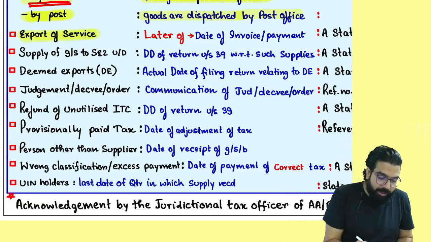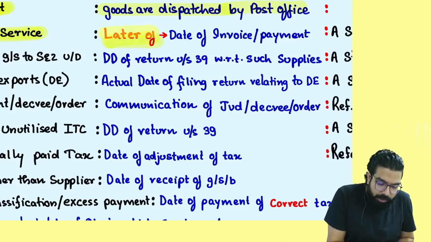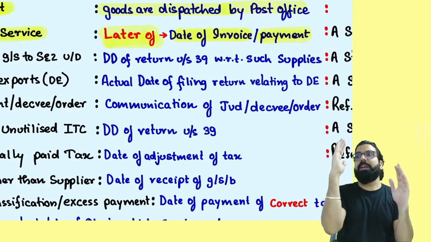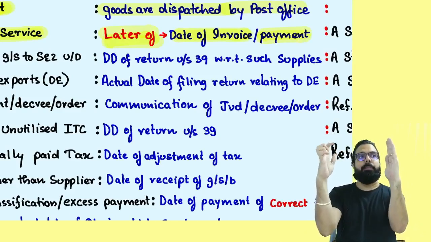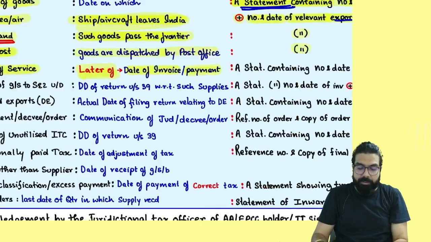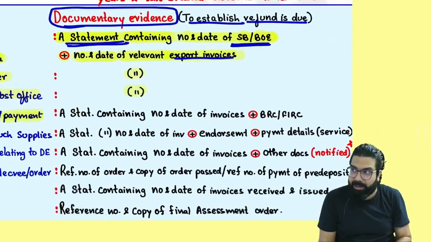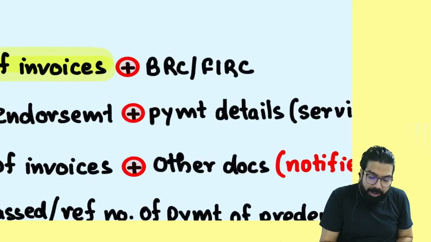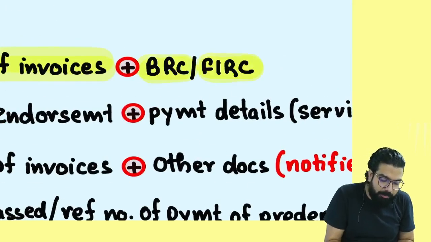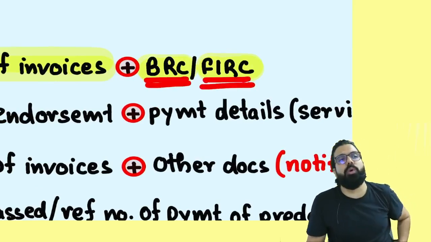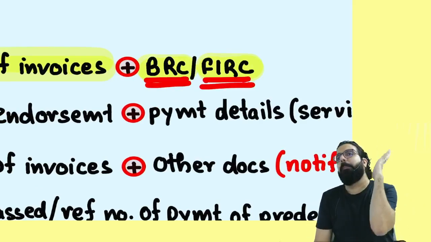So it says, in case of services, the later of the date of invoice or the date of payment, whichever is later. So I gave the service today, later I received the payment, whichever is later. From that day, I should apply within how much time? 2 years. And whenever you give the application, you should give a statement containing the number and date of the invoice plus BRC or FIRC. What is BRC, everyone? Bank Realization Certificate, or FIRC is Foreign Inward Remittance Certificate, showing that you have received the payment. Foreign currency has been received.